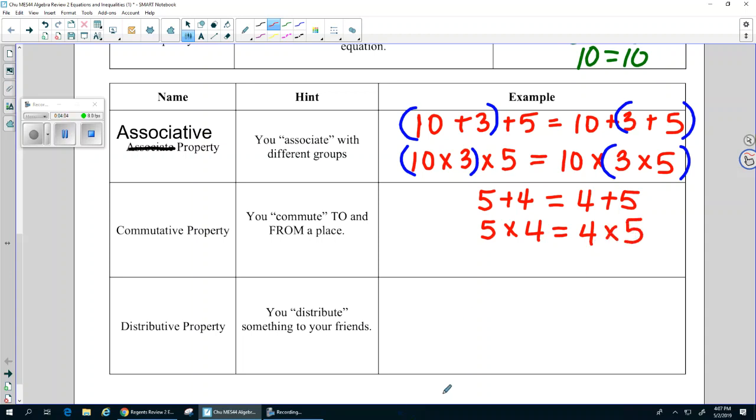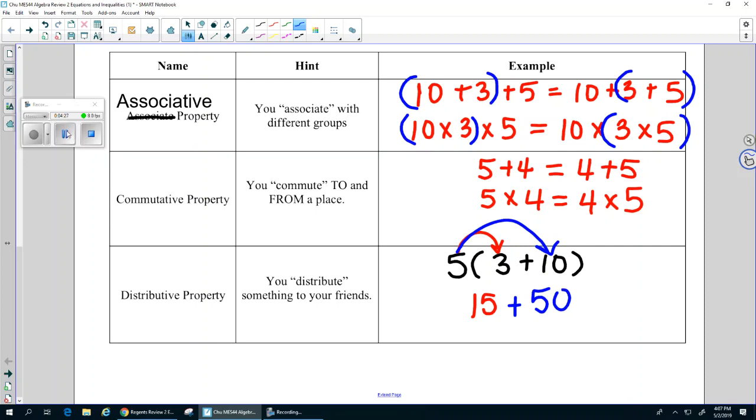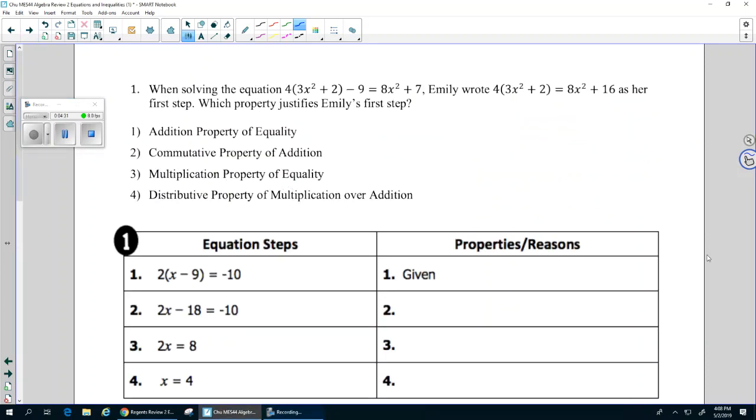And the last one, your distributive property. You can think about you're distributing something to your friends. We use this with multiplication over addition or subtraction. So when I have this, you take your 5 and let's distribute it. 5 times 3 gives you 15. And then 5 times 10 gives you 50. This is the distributive property. Okay, let's continue with the next page.